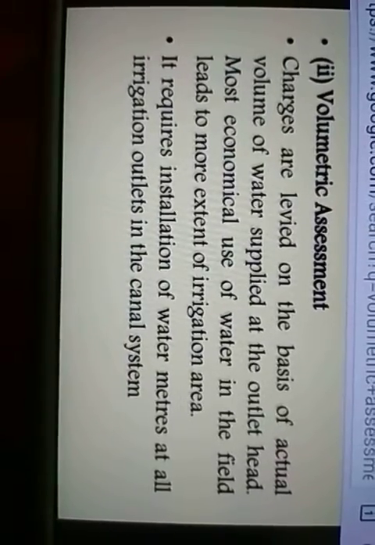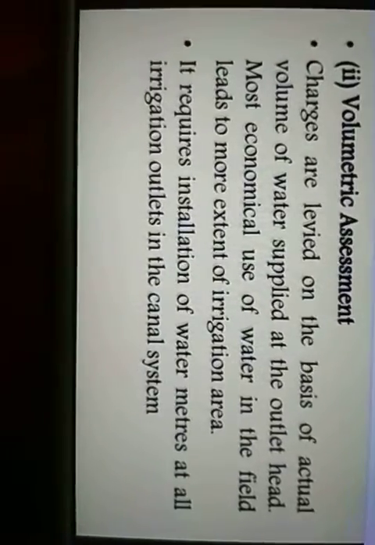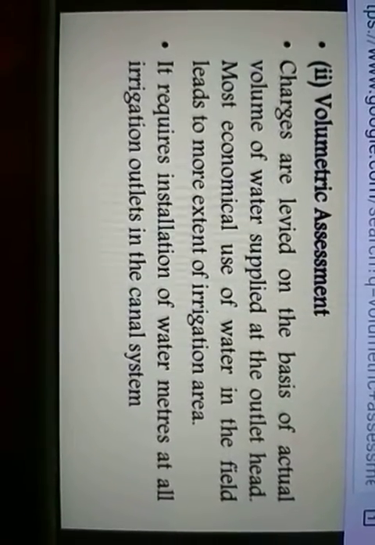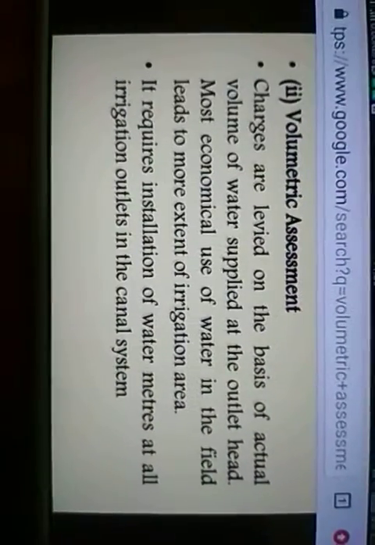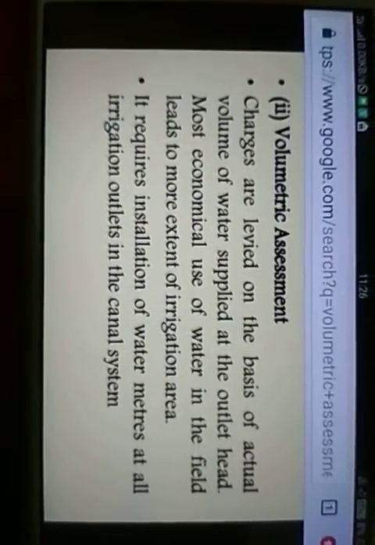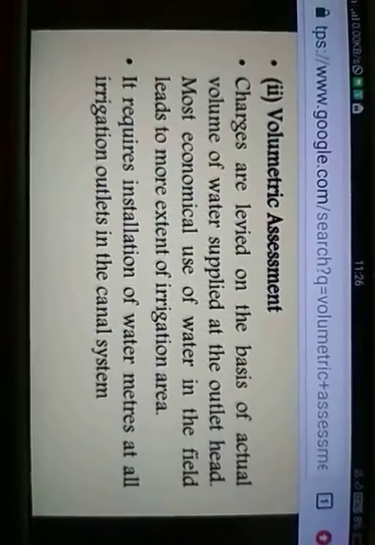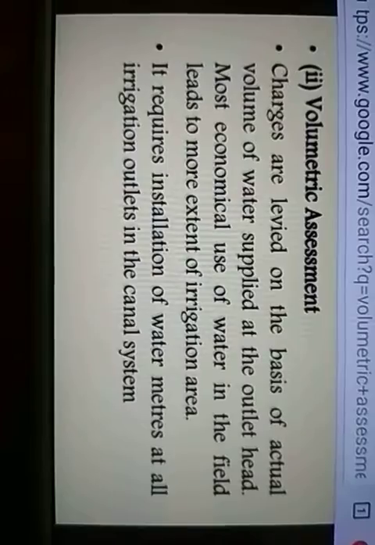Our important subject is Water Resources Engineering, and the topic of interest today, which we have already discussed in the last lecture, is about suggestions for improving irrigation efficiency and management. In this section, we will move towards volumetric assessment. So we will discuss briefly volumetric assessment.